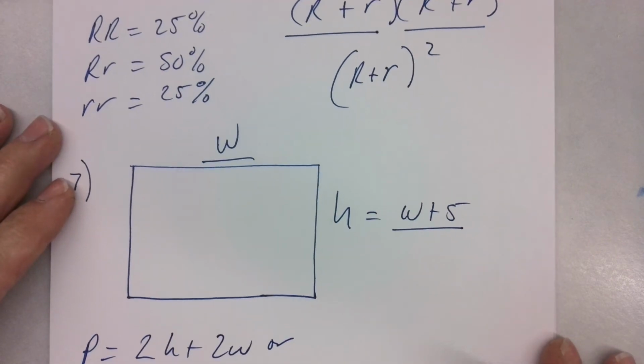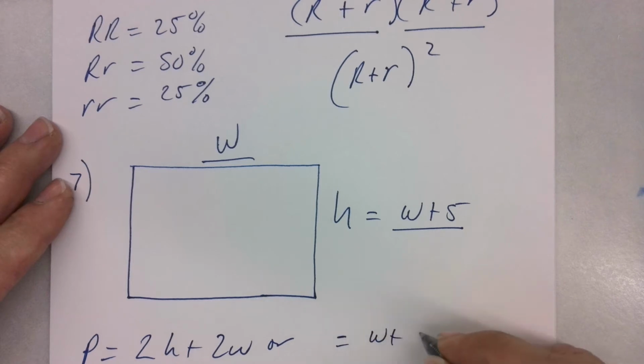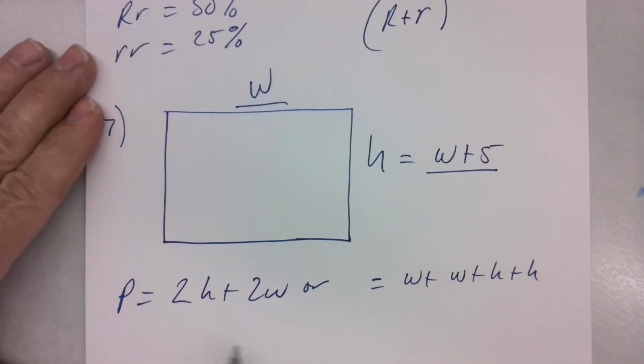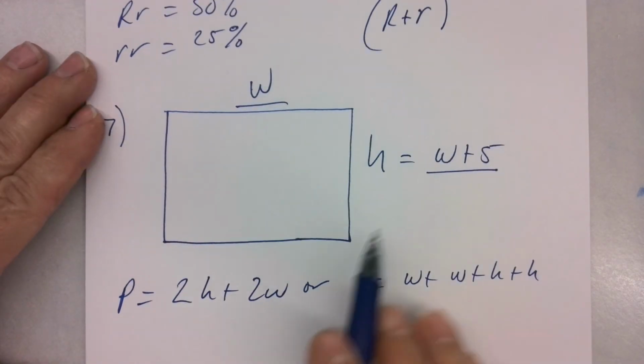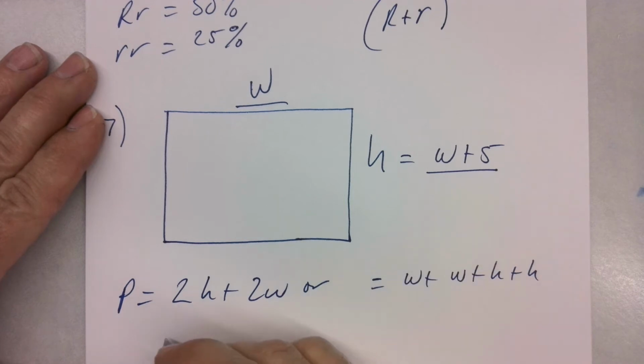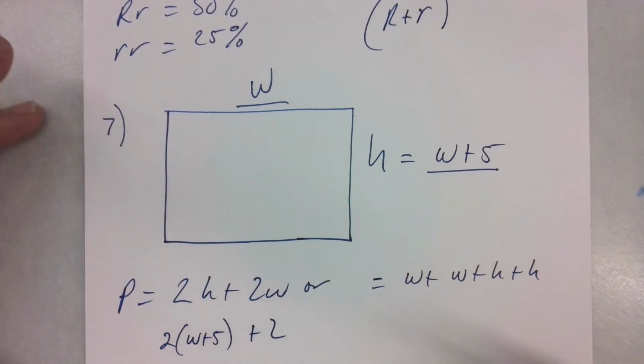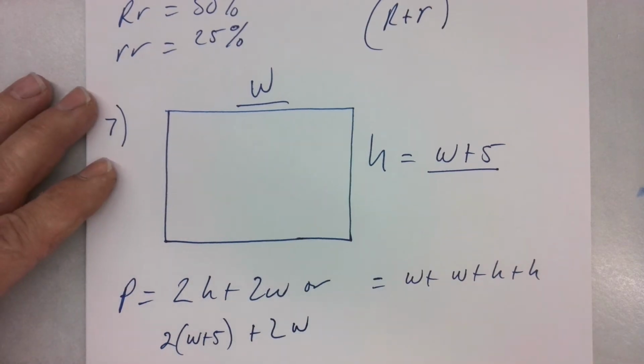Nobody knows what perimeter is? Isn't it just the distance around the outside, right? Well, couldn't I just go W plus H plus H? Yeah. Right? Same thing. So I've got 2H. Well, H is really W plus 5. So isn't that just 2 times W plus 5, right? Plus 2 times W, which in that case is just W, right?